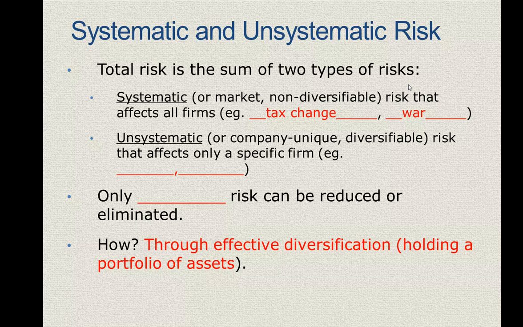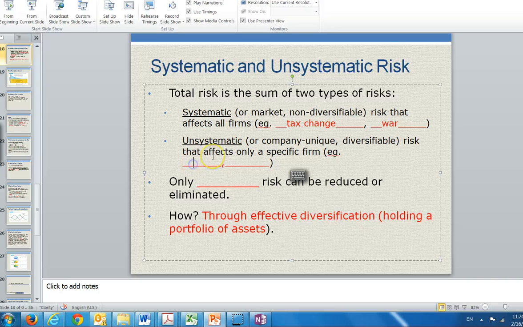In contrast to systematic risk, we have unsystematic risk, or company-unique or diversifiable risk. This unsystematic risk only affects a small number of firms on the market. Sometimes unsystematic risk can also affect a whole industry, but the point is that it only affects a non-significant segment of the economy. So what are some examples? For example, a CEO change. If we have some leadership change, that's a type of risk, and most likely it's only going to affect the company which incurred that risk.